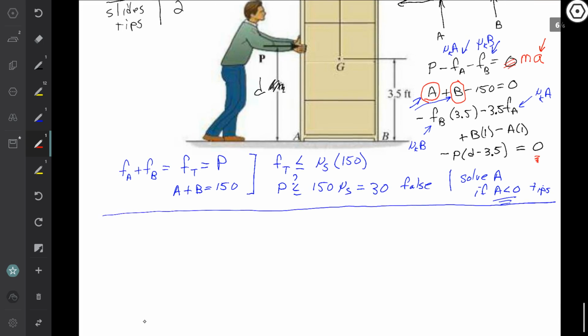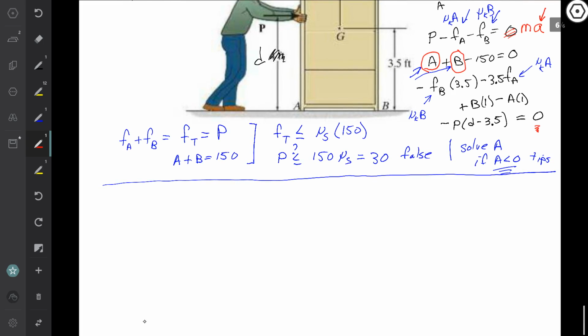So I have 3 unknowns and 3 equations. So I'm going to try and solve these guys. And in fact, I'm going to go over to Mathematica. So I'm going to pause this and pull up Mathematica.